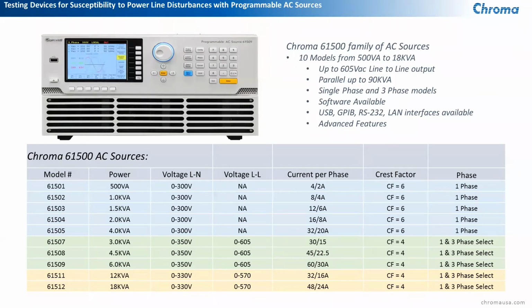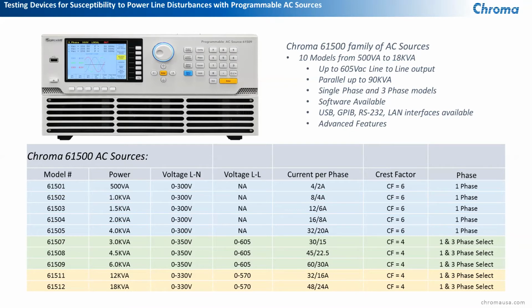Our older products, 0 to 300 volts, the 61501 through 505, are all single phase output units, and they are from 500 VA to 4 kVA. Then we jump into our 3-phase units that start at 3 kVA and go all the way up to 18 kVA. And they give you a little higher extended line to neutral voltage, which extends the line-to-line voltage as well.